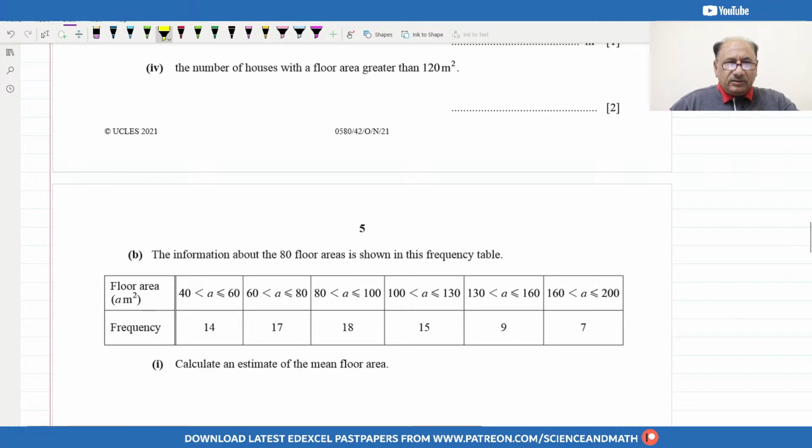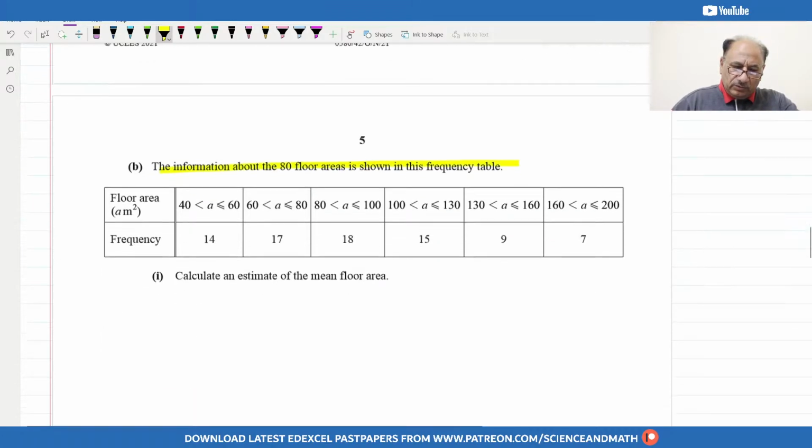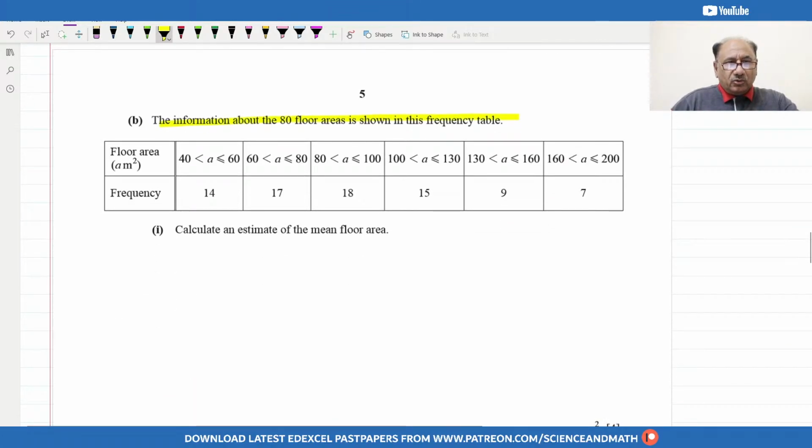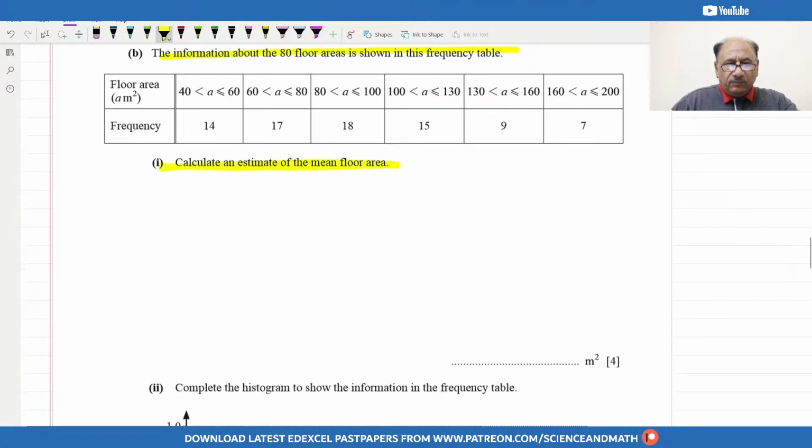And there can be another situation in which the information about the floor area is shown, like for example this one. So we have to basically complete this and calculate the estimate of the mean floor area. So basically we need to calculate the mean. These types of questions, calculation of the mean, are very popular with cumulative frequency curves.